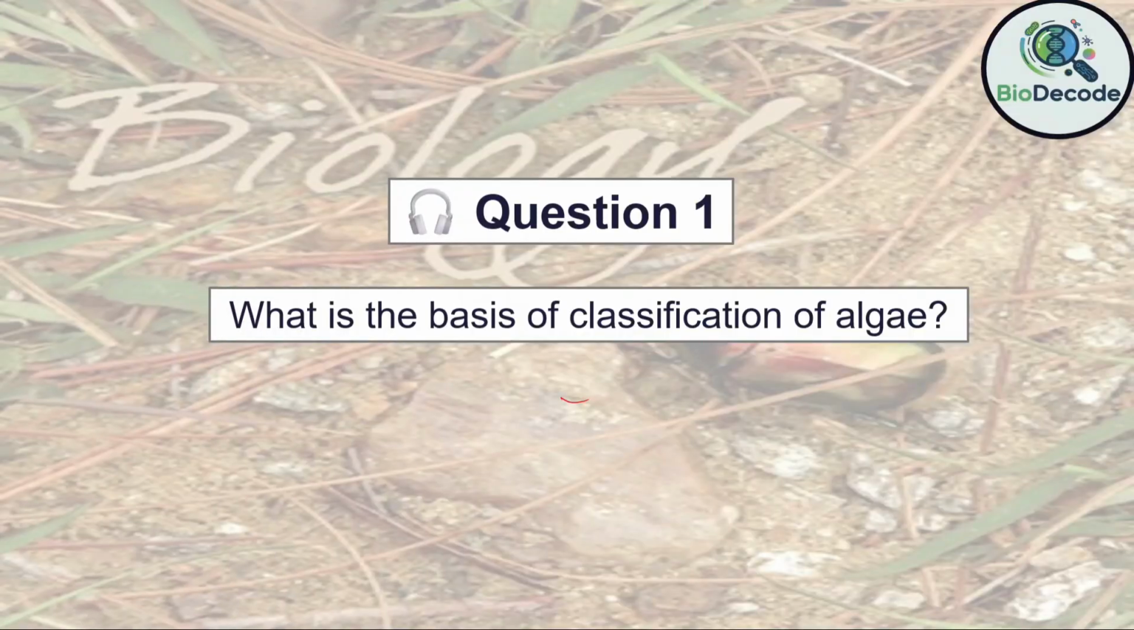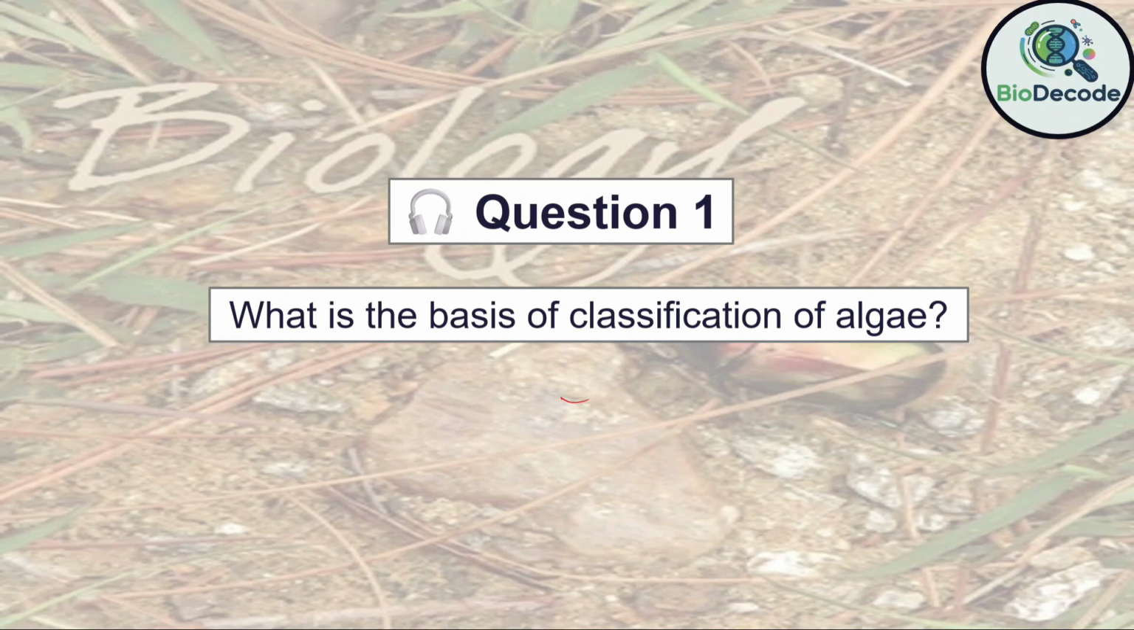Question 1. What is the basis of classification of algae? Answer. The classification of algae is mainly based on three important features. First, the type of photosynthetic pigments they contain. Second, the nature of stored food material. And third, the composition of their cell wall.